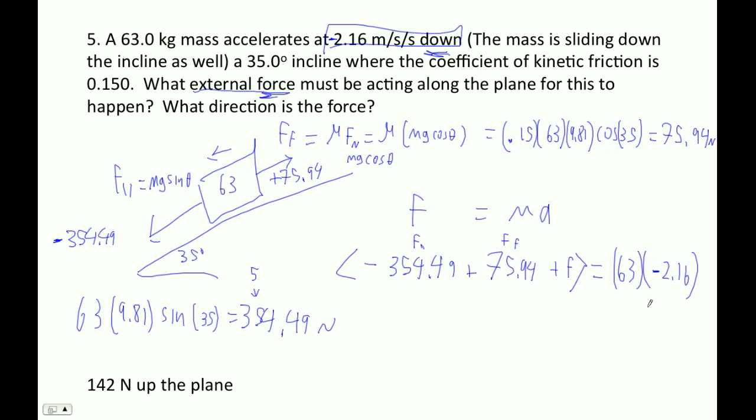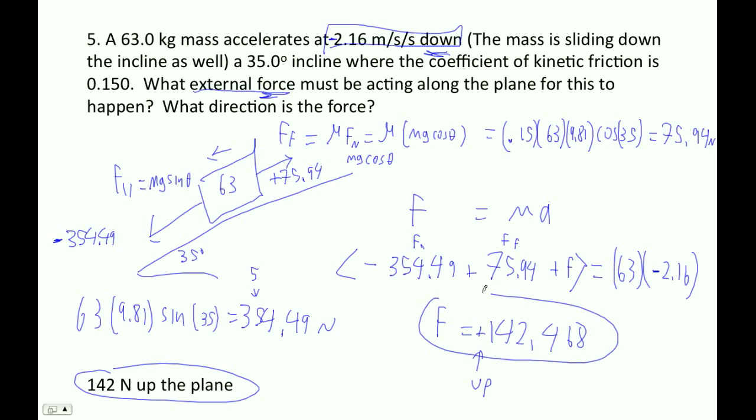So now I can go 63 times negative 2.16 minus that guy plus this guy. I got 142.468. With 3 sig figs, we have to say 142. The fact that it's positive means that it's up the plane. Okay, it's not like it could be up or down. It is unambiguously up the plane.